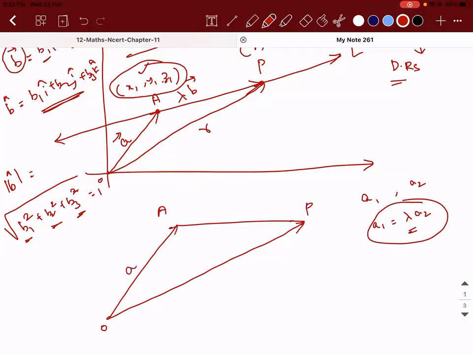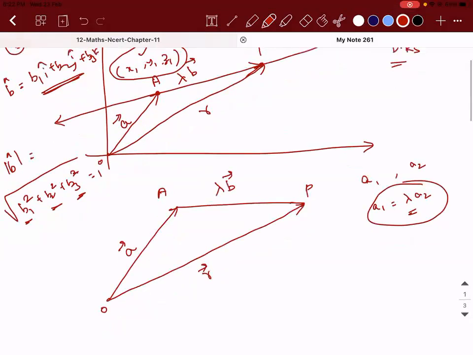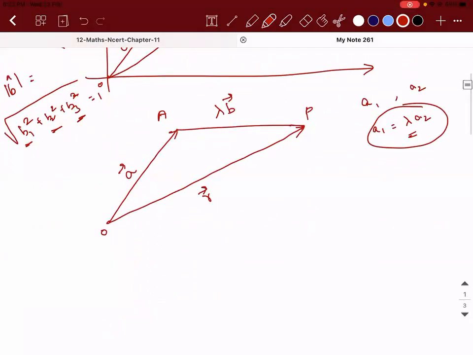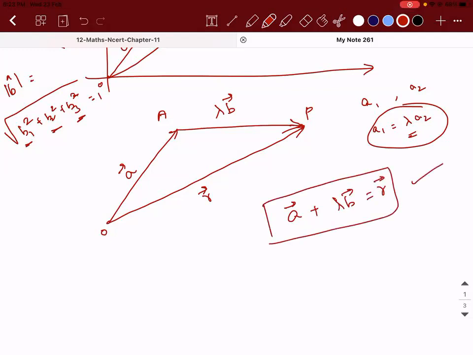So what is OA vector? It is A vector. OP vector is R vector. What is AP vector? It is lambda times B vector. Correct? Now what are you able to see on the paper? A triangle, sir. It's a triangle. Apply the triangle law of addition of vectors and tell me. A vector plus lambda B vector equals R vector. Is this not the equation you have learned?